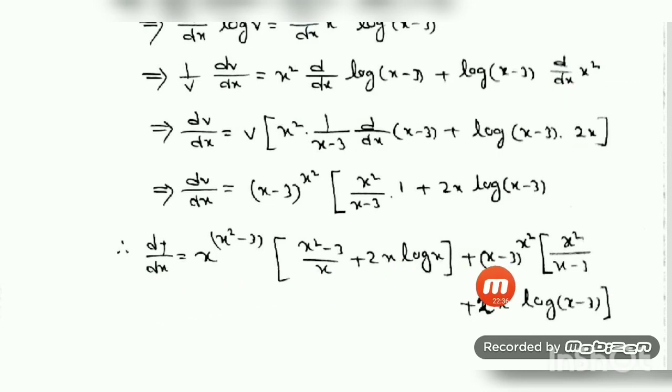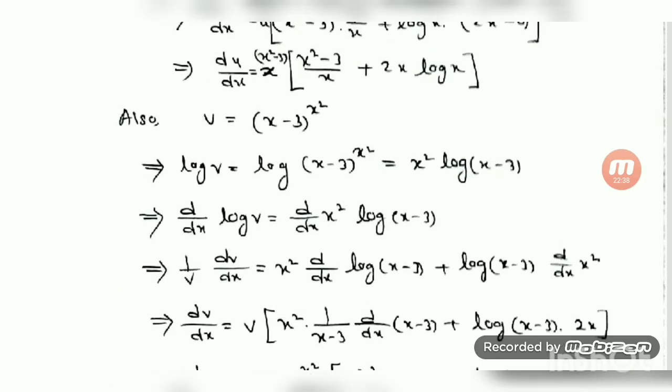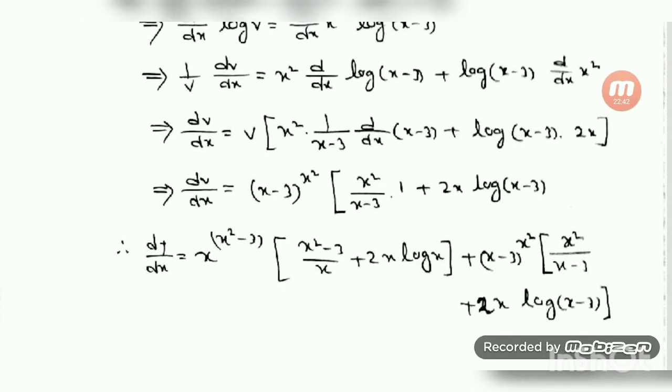Put their corresponding values. x to the power (x square minus 1), the u value you see, ((x square minus 1) by x plus twice x log x). Remember and put it, right? And this is the value of dv/dx, substitute.